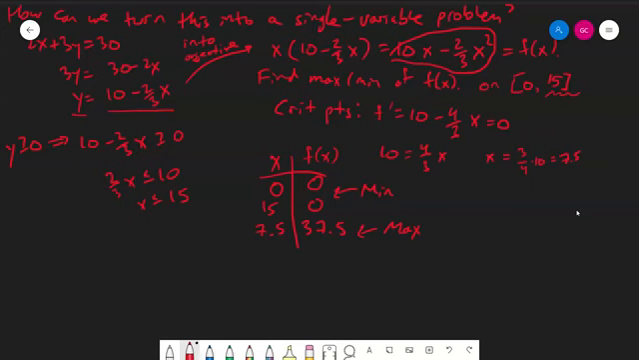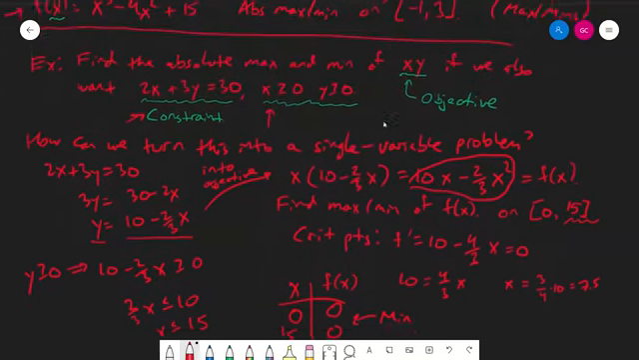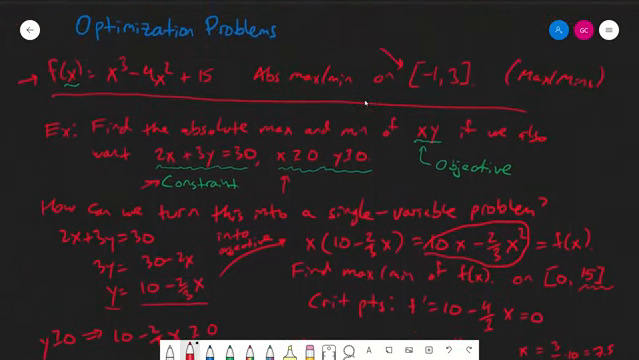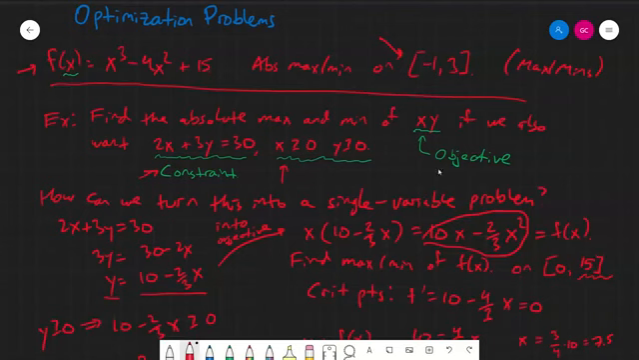Okay, so this is a strategy then that we can use to transform an optimization problem with a constraint and an objective into a single variable calculus problem. And we'll be looking at several more examples of these in the coming lectures.